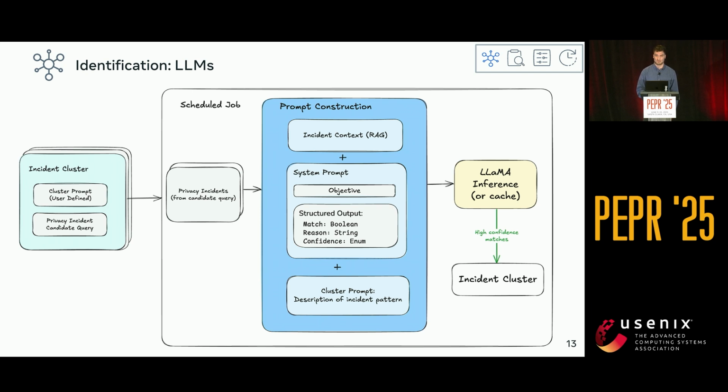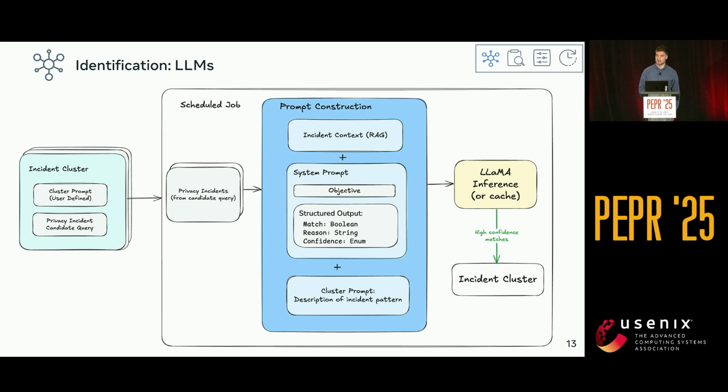a scheduled recurring job. After building each prompt on a per incident and per cluster basis, we perform Llama inference calls, and matches indicated by the structured output of the model response are then automatically added to the source cluster for review. In practice, we found this method to be a very effective way to tag incidents to clusters and well worth the effort for us to write the scoping prompts.